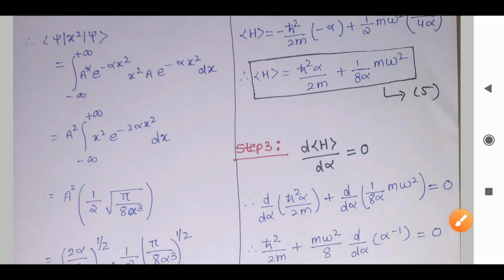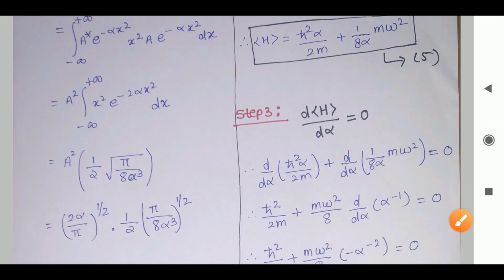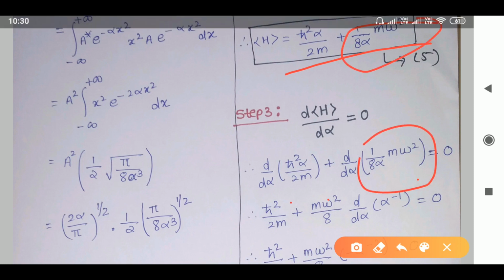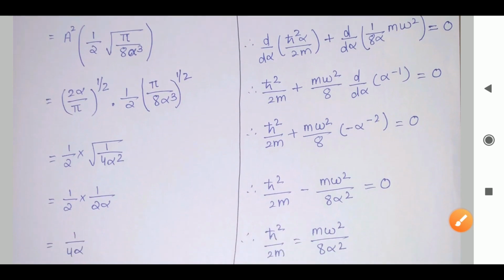So instead of the expectation value of H, we will write this whole equation here, that equals 0. What I have written is d by d alpha of h cross square alpha divided by 2m, I have separated it in two parts, plus d by d alpha of the second term, which I have written here. Now we take the constant term outside and do the derivative. Here h cross square upon 2m is constant, we can take it outside. What is the value of the differentiation of alpha? It will give us 1. So here we will get 1.